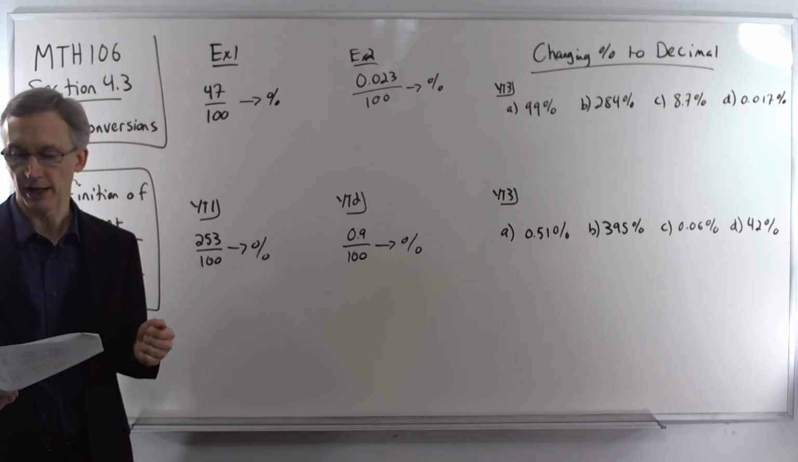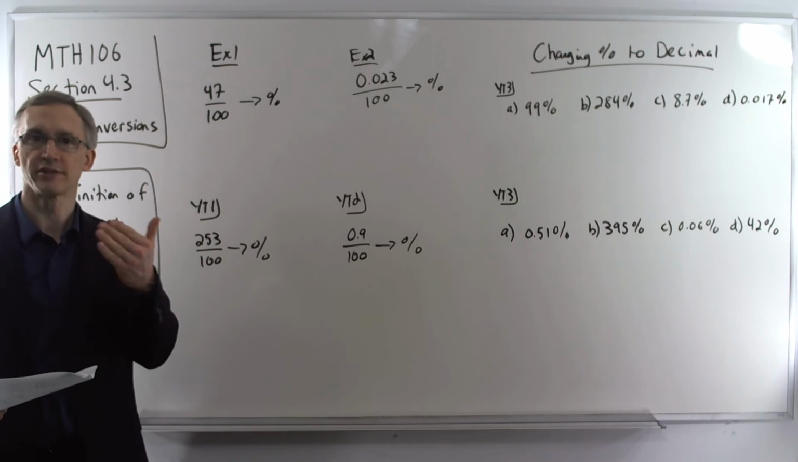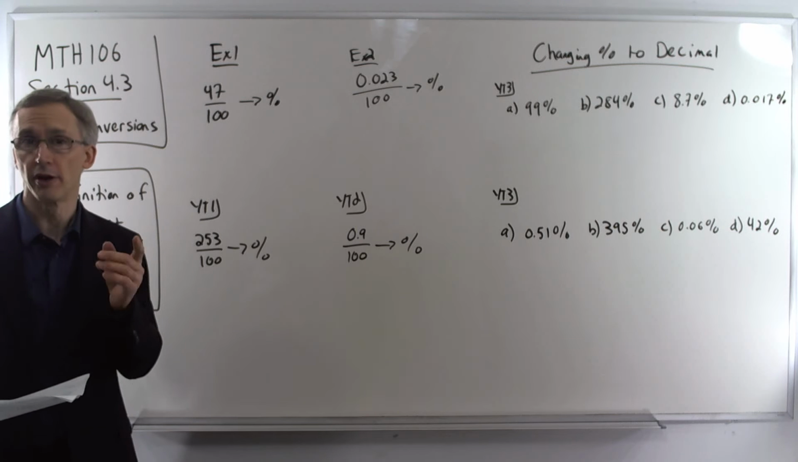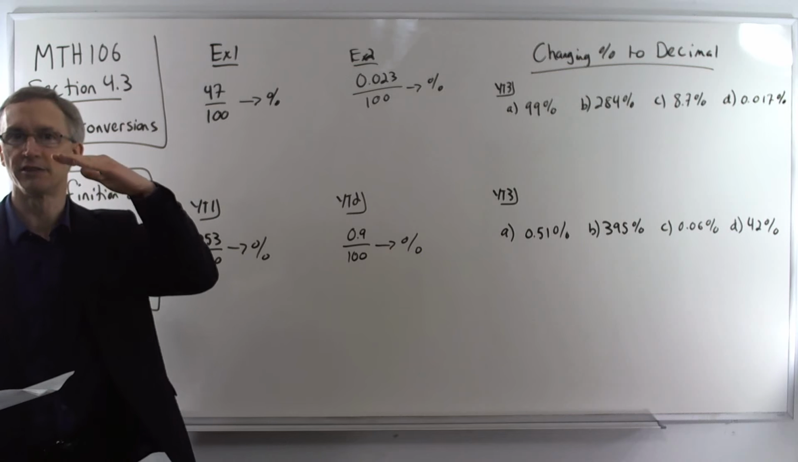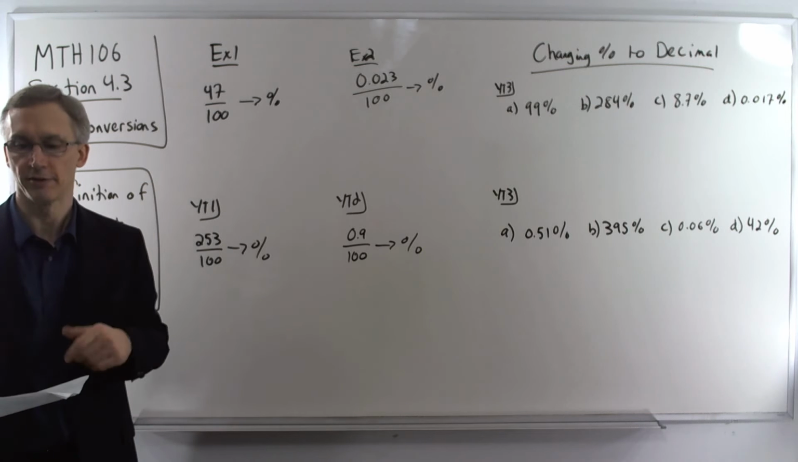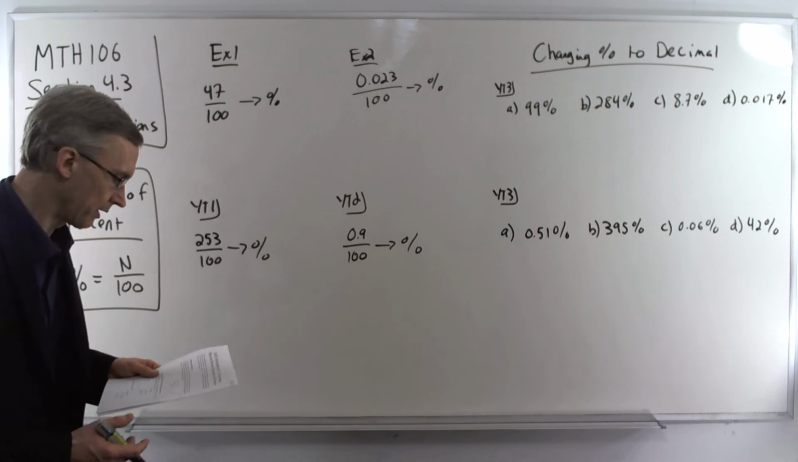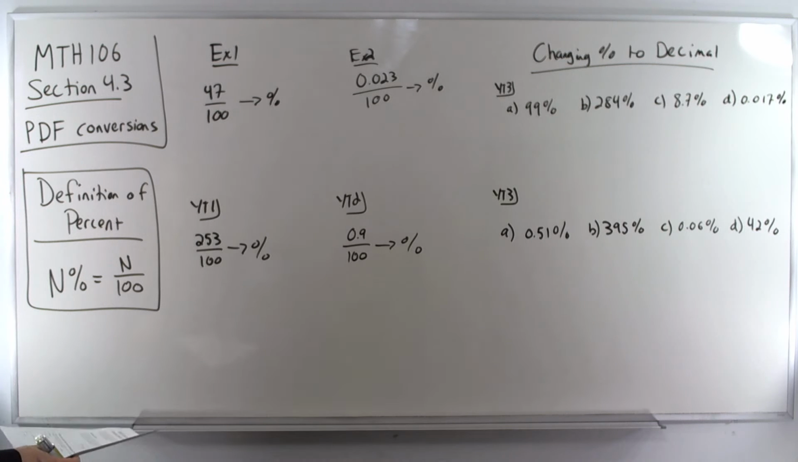The word percent can be read as per cent or per centum. Now, per is a keyword in mathematics meaning division. So that means divided by 100, per centum. And that leads us to the definition of percent.